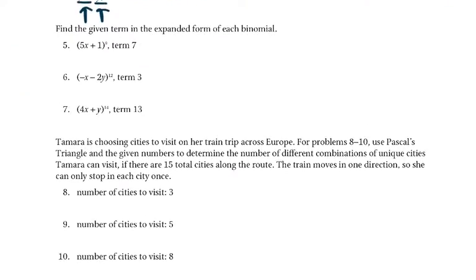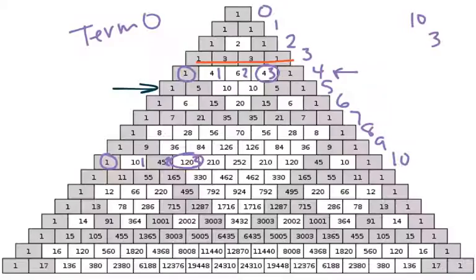Now, in 5, 6, and 7, they don't want us to do out the whole binomial. They just want us to find one of the terms. Okay? So the first thing we need to do is figure out what our coefficient is. So we're in the 9th row, term 7. So the 9th row, term 7, 0, 1, 2, 3, 4, 5, 6, 7. So it would be 36.